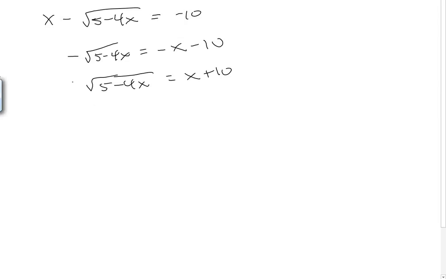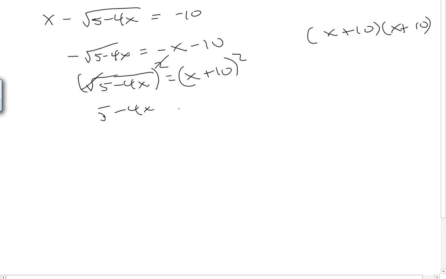Here's the key step then. Now that the radical is completely alone, I can square both sides. The radical cancels out with the square on the left so that I get 5 minus 4x. But on the right, I have x plus 10 times x plus 10, which gives me x squared plus 20x plus 100.